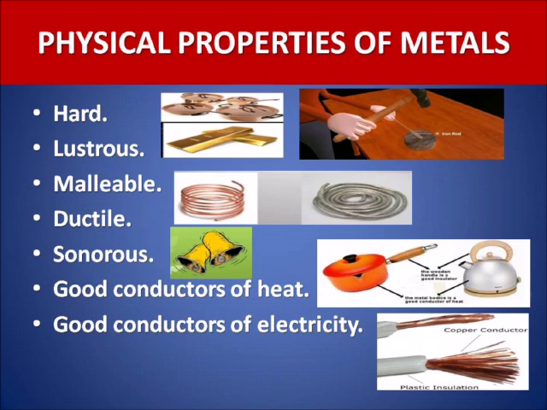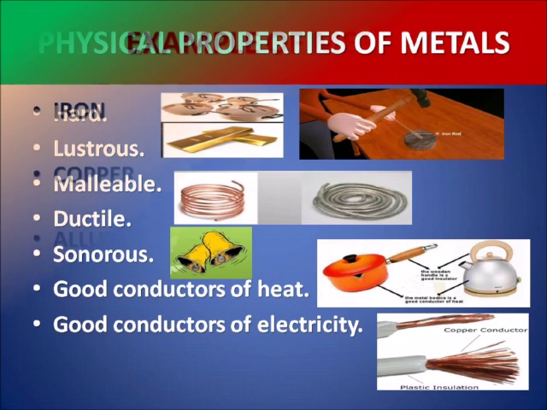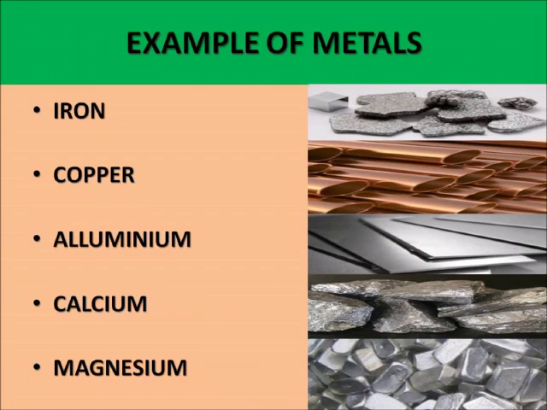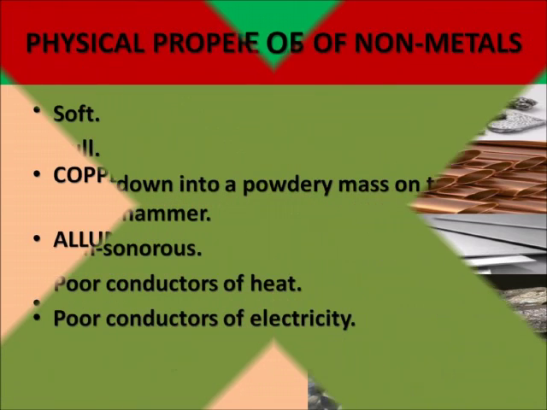So now what are the examples of metals? You can see on the screen also. The examples are iron, then you have copper, then aluminium, calcium, magnesium, also gold and silver. All these are metals, they are lustrous, they make sound. So all these are the examples of metals.